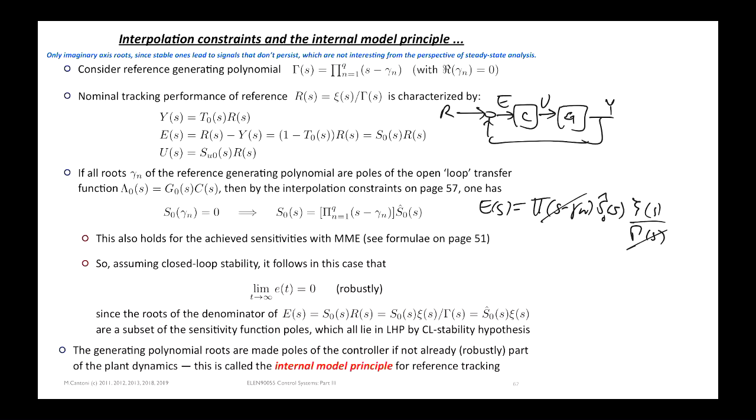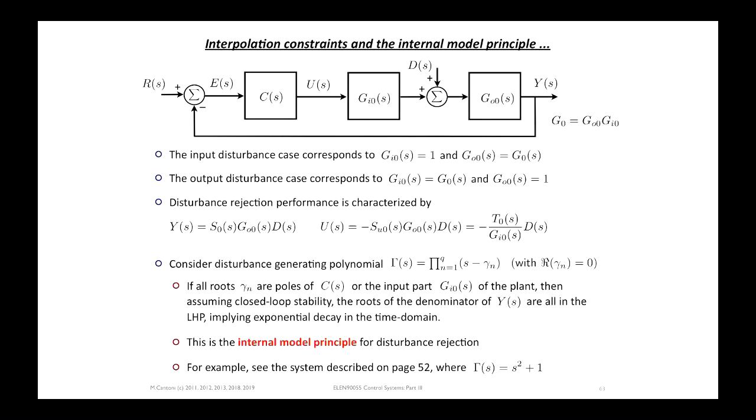But sometimes the roots of the generating polynomial will be robustly part of your plant model. Like if your plant model already has an integrator in it, just by virtue of the dynamics of the plant, then to track a step with 0 steady state error, you don't need to add a pole to the controller because you've already got it in the plant. And this result is based on the open loop transfer function having poles that coincide with the roots of the generating polynomial.